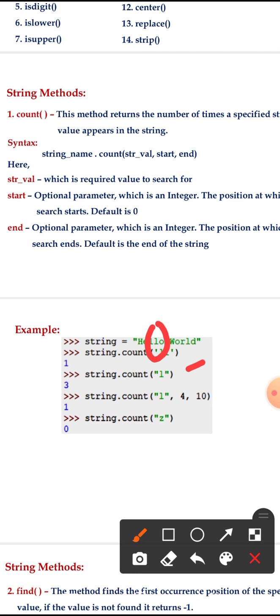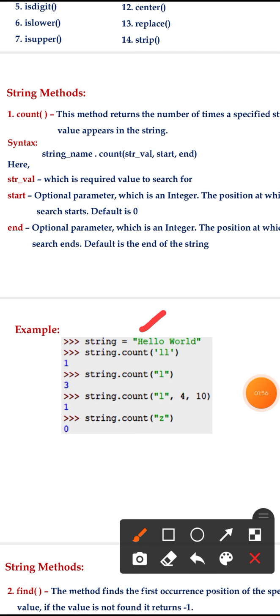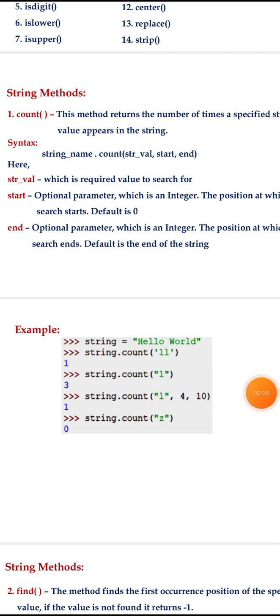In the next one, the string count of "l" gives 1. In this, L occurred 3 times, at indexes 2, 3, and 8, so it prints 3. And in the third example, the string count with start 0 and end 0. In this, L occurred only one time, that is after R. So count gives the number of times the specific value appeared in the string.